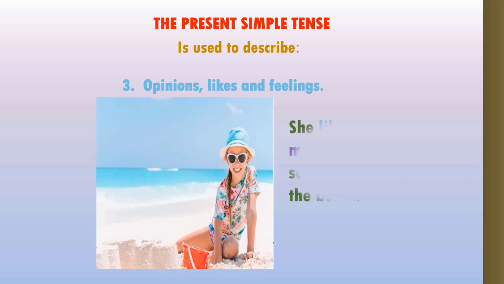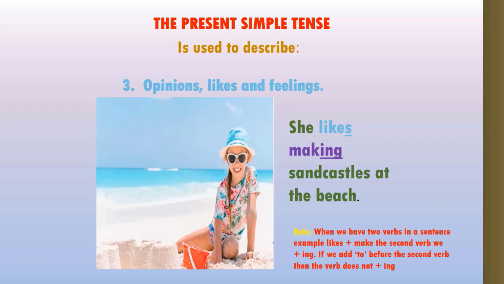So, she likes making sandcastles at the beach. Now here the subject is she. The verb is like, which becomes likes because it's third person singular. And the other main verb is make, which becomes making, because here we already have the S with the main verb, which is like. Here then the next verb will carry ing. Okay, so just as a rule, when we have two main verbs in a sentence, for example likes plus make, the second verb we add an ing.